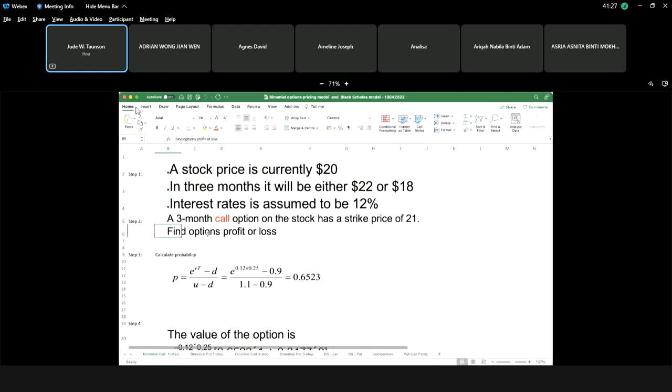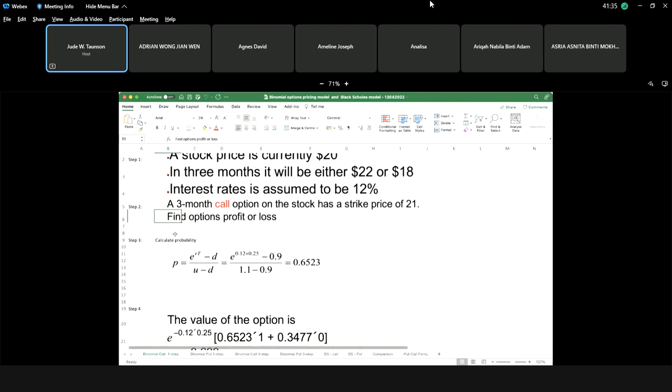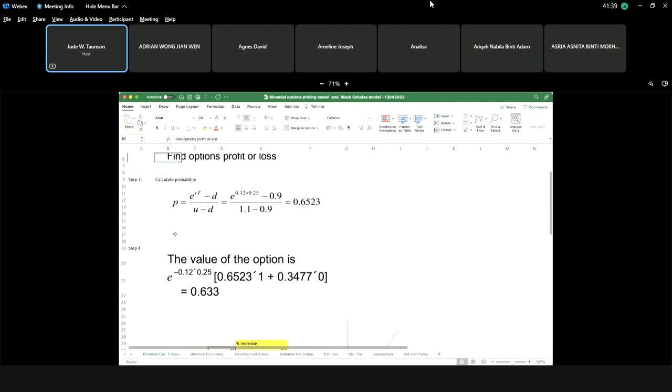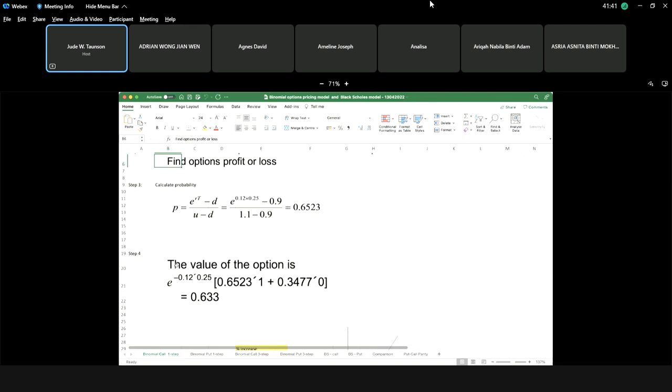Find the option value or the premium. Okay, this one letter, this is the question. Find the option. This is the objective. So this is the pricing. This is the main question.